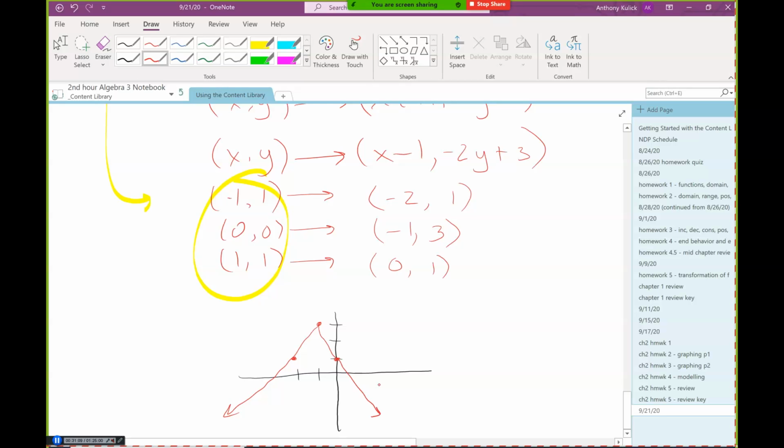Stefan? So wait, how did you, for the first 3 points, how did you get? This is a value for x. So I plugged it into x. -1 minus 1 is -2. This is a value for y. I plugged it in for y. -2 times 1 is -2, and then plus 3 gives me +1. I just repeated that for the next set of points and the next set of points. Is that okay? Okay.